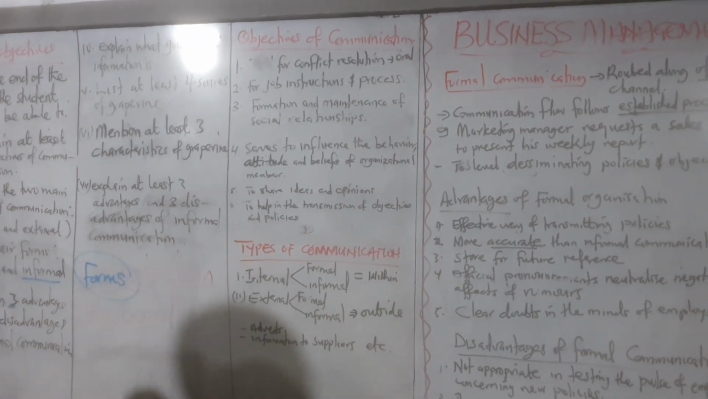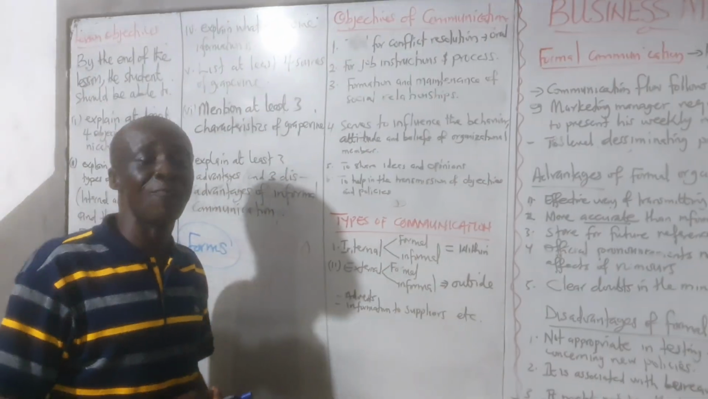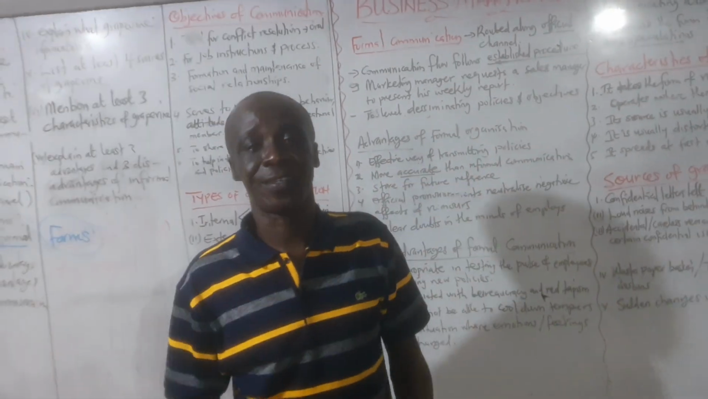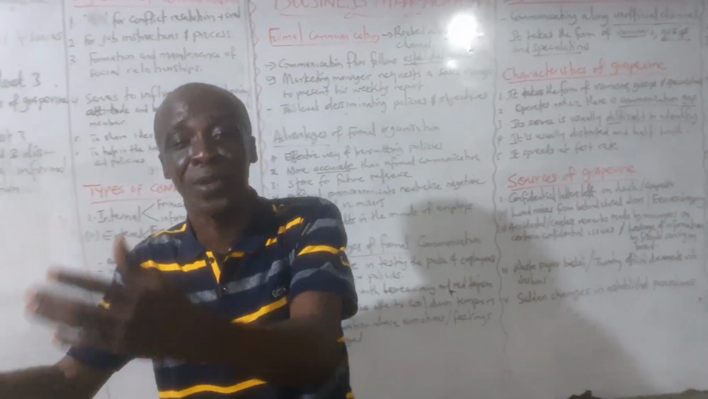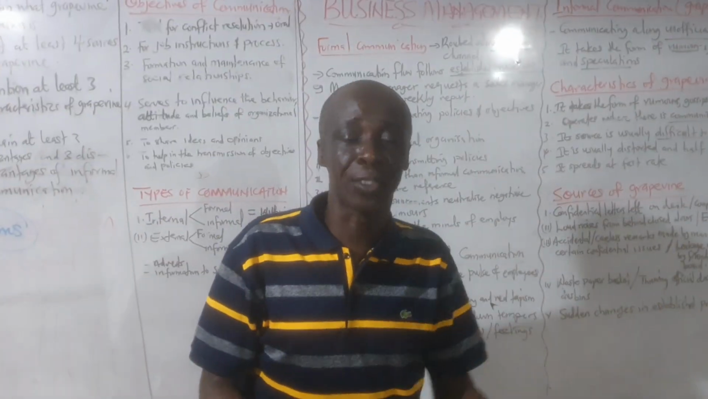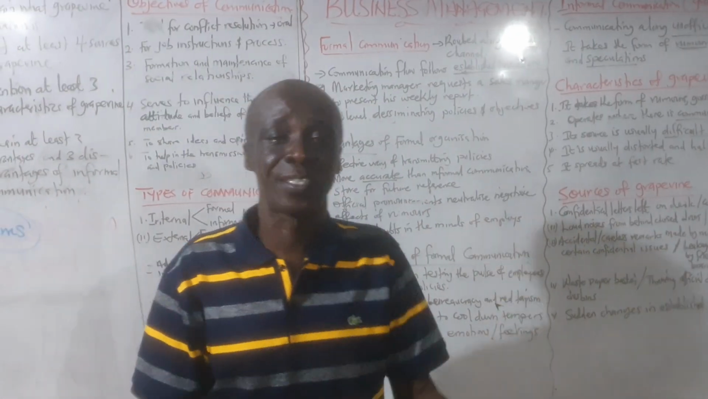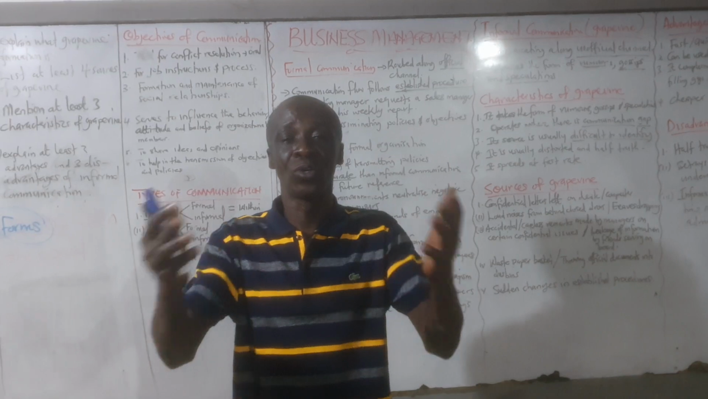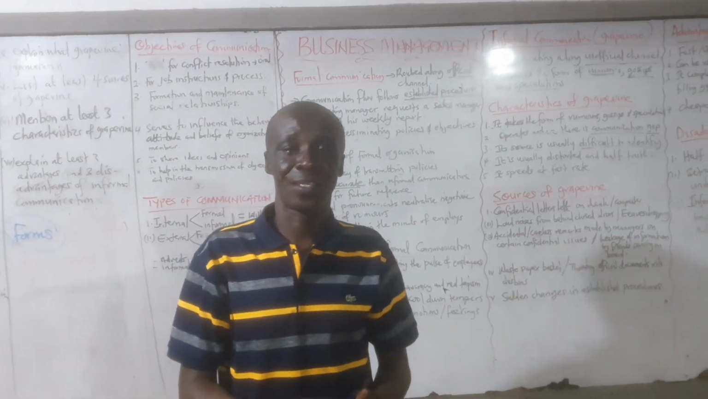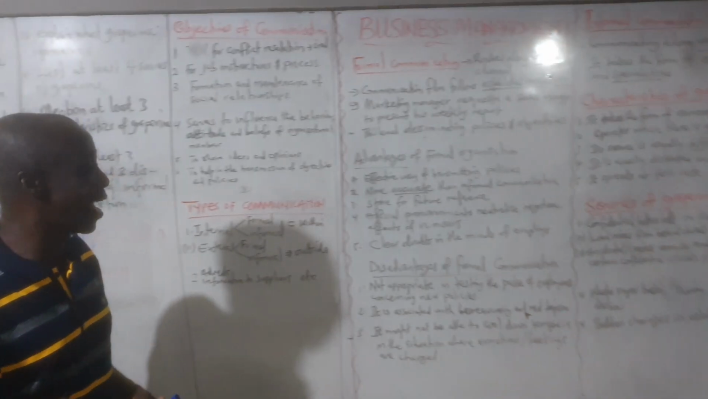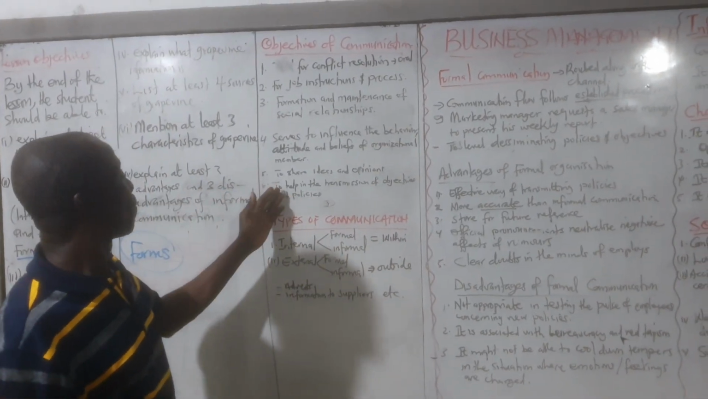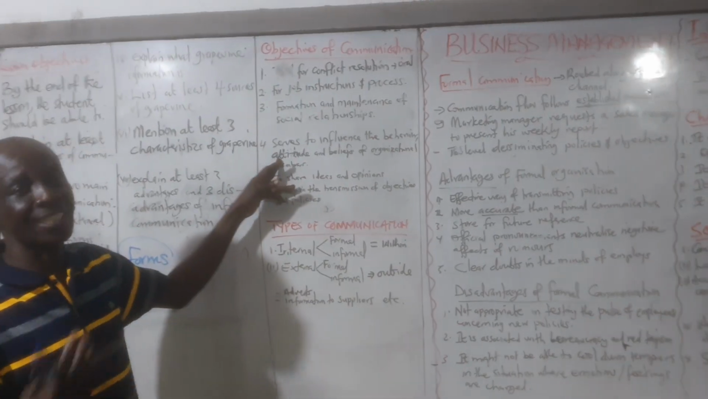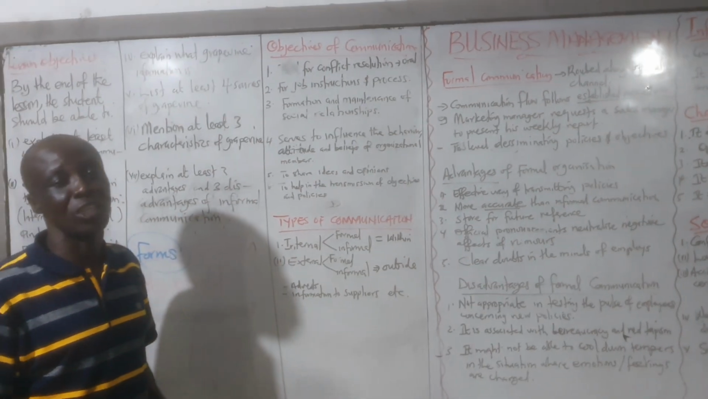Then the fourth point, very simple, straightforward. In every organization there are rules, and these rules are written, and people must understand them. So that is communication. There are policies. You have learned about rules, and you have learned about policies. All these things must be communicated to the employees or the workers, and it is through communication that this is done. So the fourth point is that it serves to influence the behavior, the attitude, and the beliefs of the organization's members.